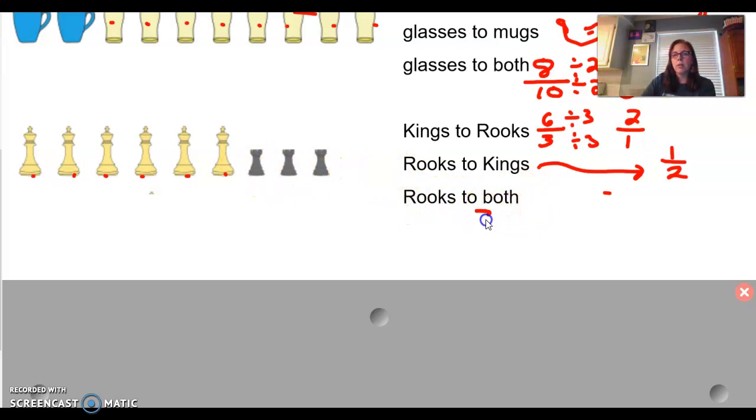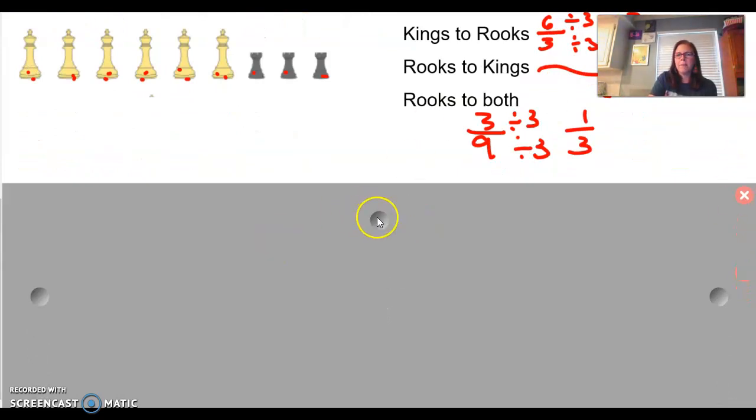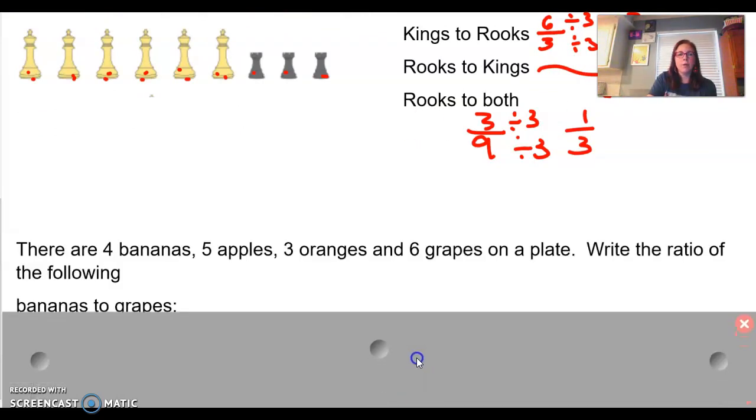Rooks to both. So there's 3 rooks, and there's 1, 2, 3, 4, 5, 6, 7, 8, 9. 3 to 9, which can be simplified by 3, which is 1 to 3. For every 1 rook, there are 3 other pieces. I was like, 9 isn't right, because it was to both, or to the total, okay?